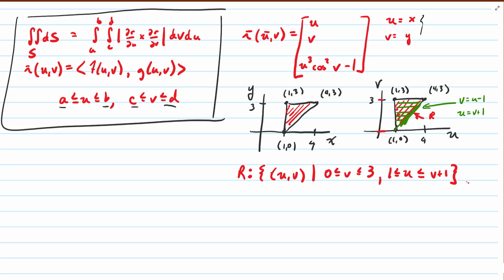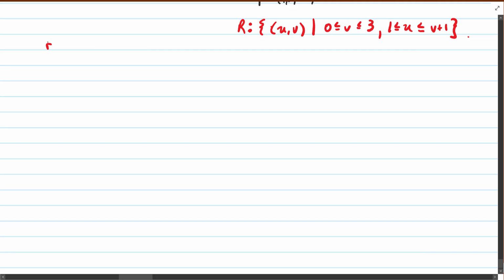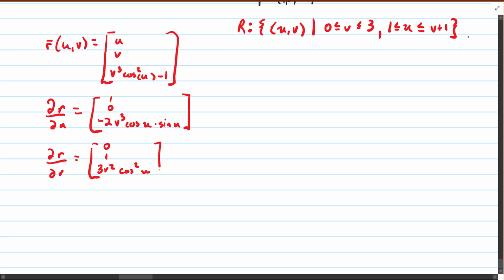cross product of the partials. So let's go ahead and do that. Again, we had the parameterization r of uv, and so we can go ahead and take the partial derivative of that with respect to u, and when we do so we get 1, 0, and then minus 2 v cubed cosine u times the sine of u. And when we take partial r partial v, we end up with 0, 1, 3v squared cosine squared u.